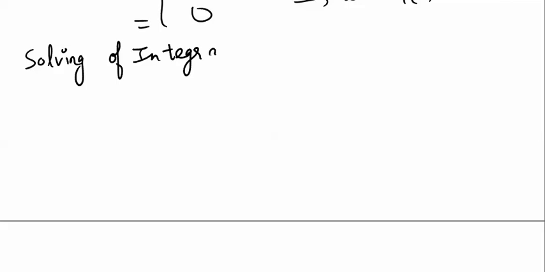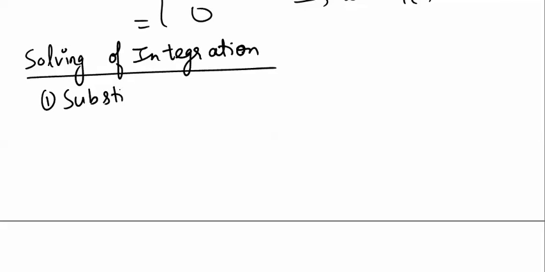One could be the substitution method, where we substitute sin x is equal to t, and then cos x will become dt and so on, right? One is substitution. Second is integration by parts.